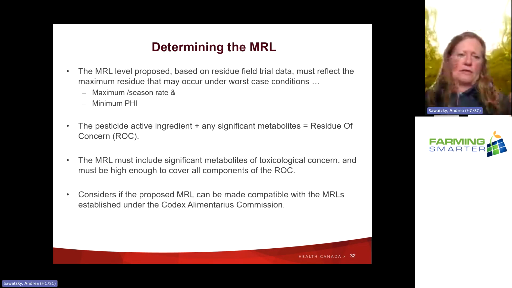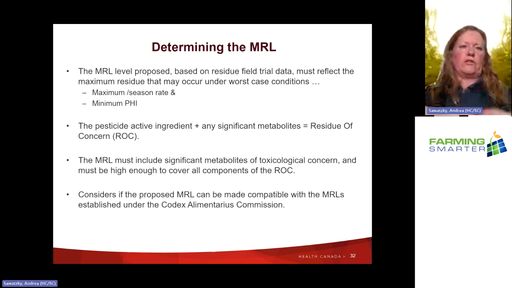So then they look at the active ingredient, because as soon as you spray a pesticide out in the environment, the pesticide will start at some point to degrade or change or metabolize, right? So you look at the pesticide active ingredient as well as any significant metabolites. And sometimes the metabolites are more toxic than the actual active ingredient to a person, not necessarily to the crop, but to the person.